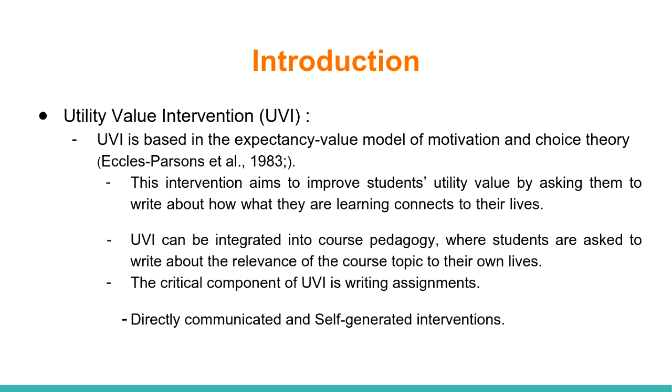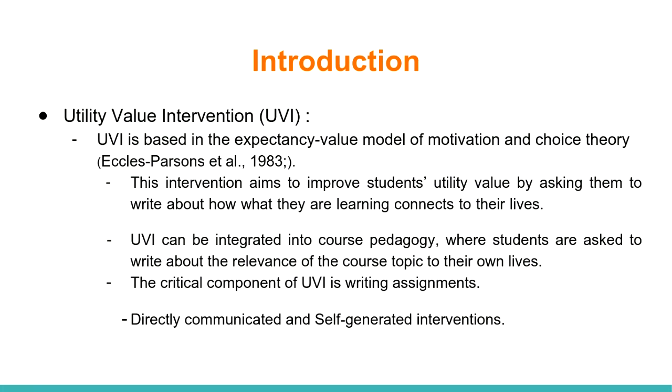Currently, there are two strategies of UVI: directly communicated UVI and self-regulatory UVI. Directly communicated is the one mostly used in schools, whereby a teacher tells a group of students why, let's say, doing a certain maths topic is important in their life, and that doing it will help them in their careers and so on. But this type of intervention has proven not to be so effective.